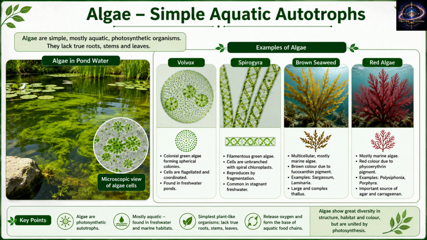Algae are simple, chlorophyll-bearing, thalloid, autotrophic, mostly aquatic organisms. Simply put, algae are simple plant-like organisms that make their own food and usually live in water. Real-life example: the green slimy layer you see on water tanks, ponds, wet walls, or stones is often algae. Algae may be found in fresh water, marine water, moist soil, moist stones, and even in association with fungi as lichens.